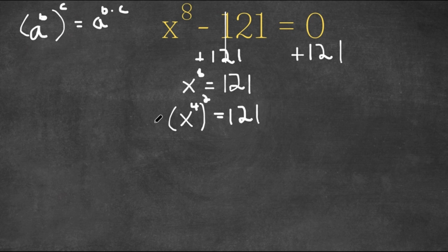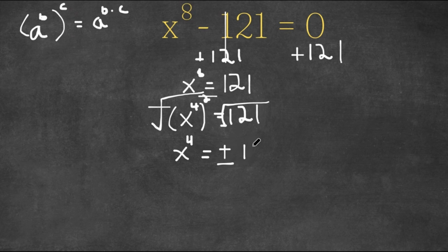Now we're going to take the square root of both sides. The square root and the square simply cancel because they are opposites. So on our left side, we have x to the power of 4. And on our right side, we have positive and negative 11. Remember, it's positive and negative, not just positive. So now we have x to the power of 4 equals positive and negative 11.